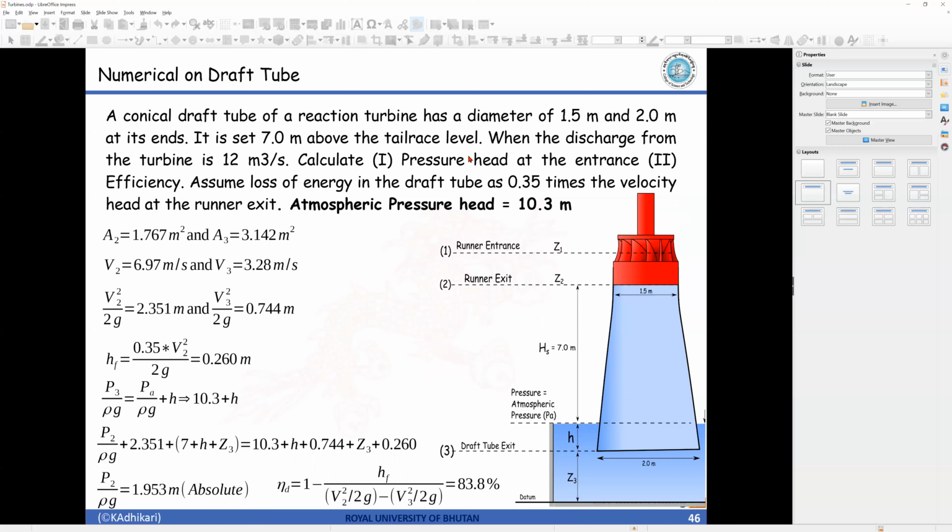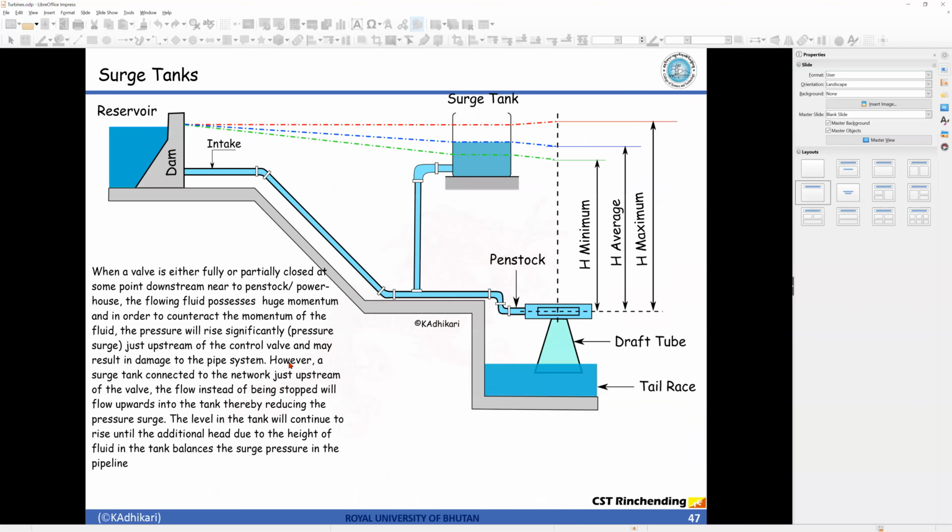So now, since the diameters are given, we can find area 2 and area 3 corresponding to this diameter and this diameter respectively. And once discharge is known and area is known, we can calculate velocity at this point and velocity at this point. Further, we can also go on calculating velocity head at this point and velocity head at this point. And one more piece of information is given: the energy loss, which is frictional loss, is 0.3 times the velocity head at the exit. So this much is the frictional head loss.